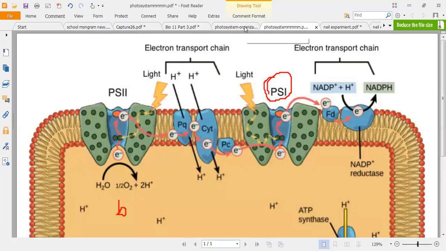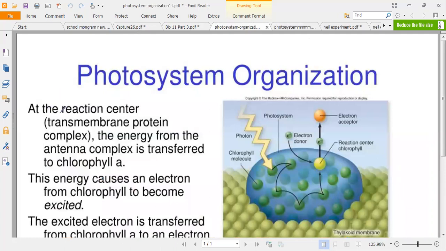So if we see the organization of photosystem, you can see here one is a reaction center and the other is antenna. If you see the transmembrane protein complex, the reaction center is a complex. The energy from the antenna complex is transferred to chlorophyll A. You can see this is embedded in the lipid bilayer of the thylakoid membrane, and light is absorbed by these antenna molecules of the pigments, and then they give energy to the reaction center.